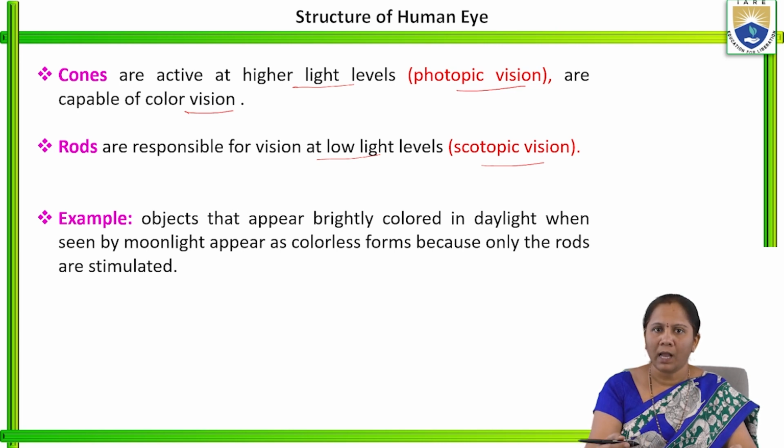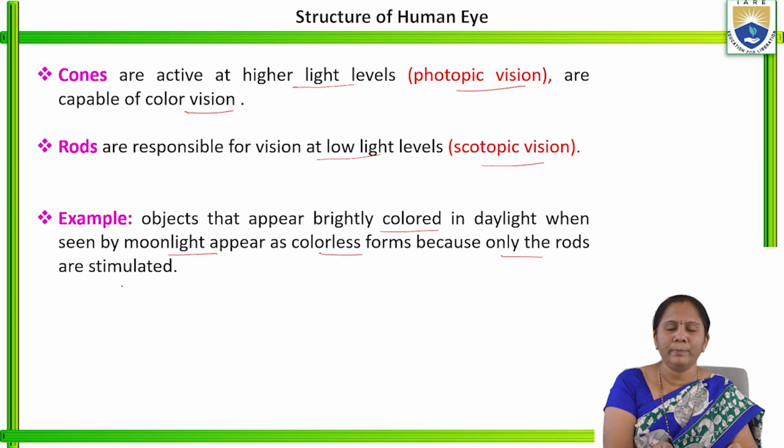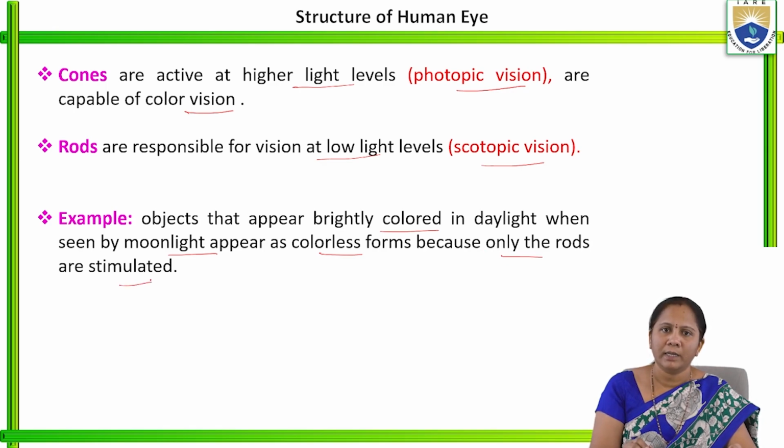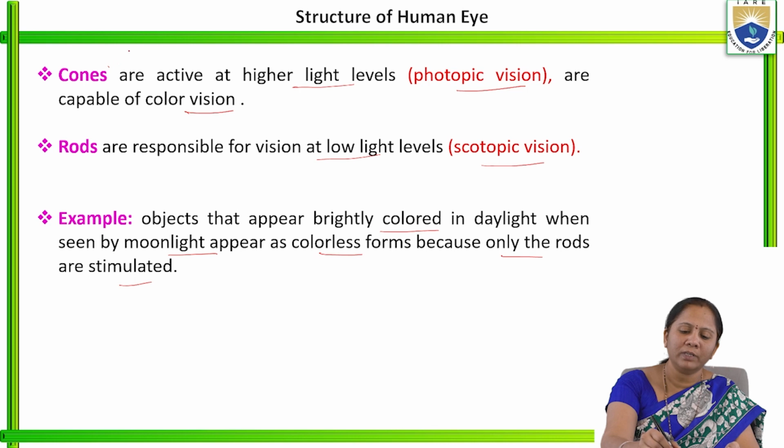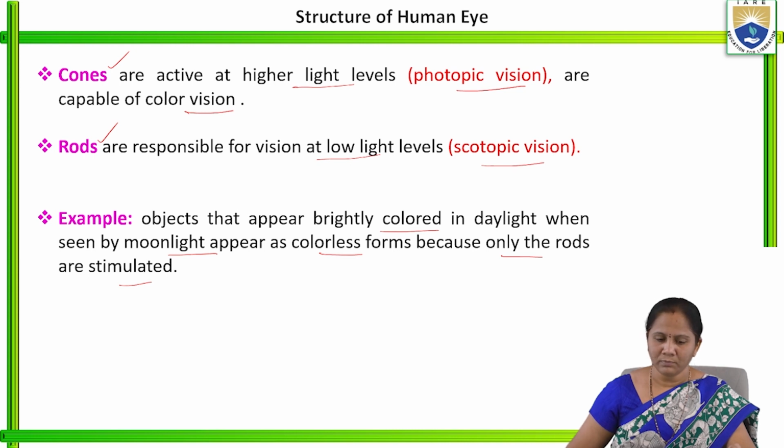As we have discussed in the example, objects that appear brightly colored in daylight will appear colorless if the same objects are seen in the moonlight, because only rods will be activated at that time. So this is the main difference between the two classes of receptors, cones and rods.